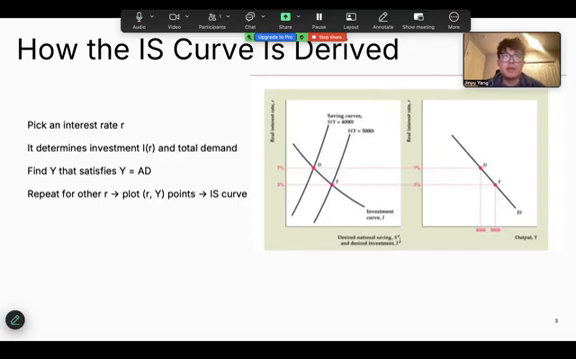To derive the IS curve, we follow a simple process. First, pick an interest rate. That interest rate determines the level of investment and therefore total demand. Second, find the level of output Y that satisfies the equilibrium condition Y equals AD. Third, repeat this for different interest rates. Every pair of r and Y that satisfies equilibrium gives us one point. When we connect all those points together, we get the IS curve, which shows the combinations of interest rate and output where the goods market is in equilibrium.